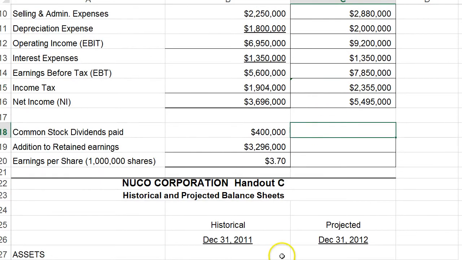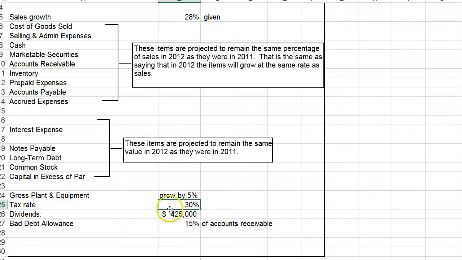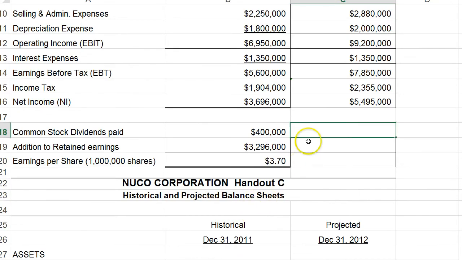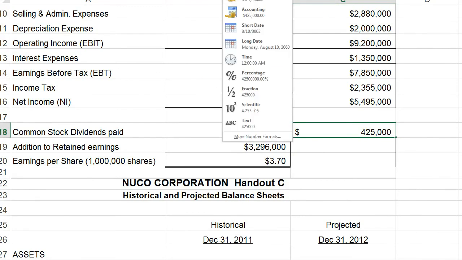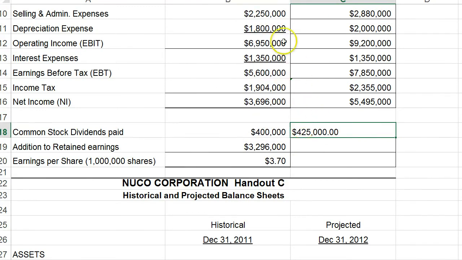Okay. Now, stock dividends paid: under the assumptions page, they give me the dividends right here. That's what we're paying. And dividends are not directly related to sales, let's format this, because the management of the company decides what the dividends are.